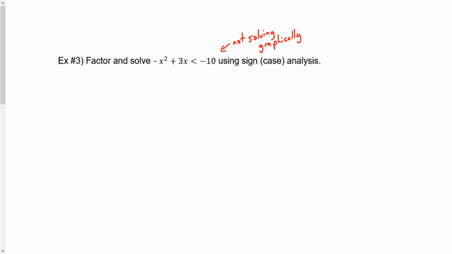So the first thing that we're going to do is get one side equal to 0, because it's going to be the easiest way for us to actually factor correctly. The first thing we're going to do is move our x squared and that 3x over. 0 would be less than x squared minus 3x. Make that actually look like a 3.